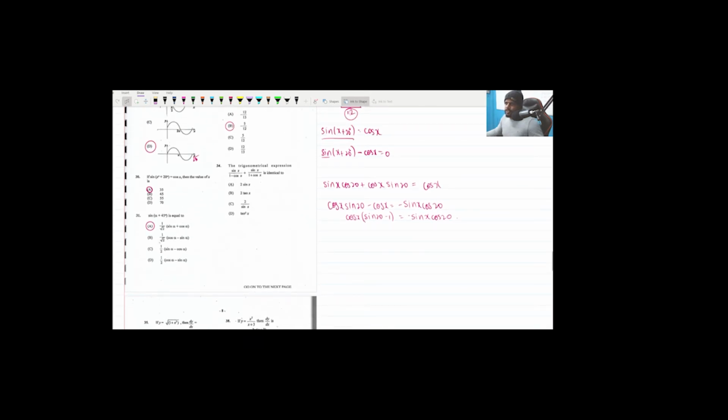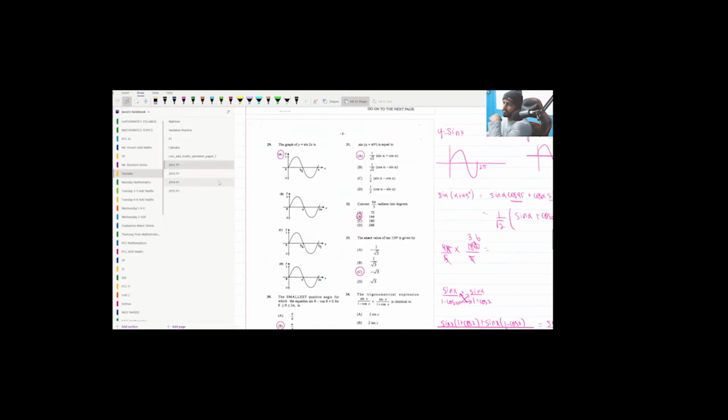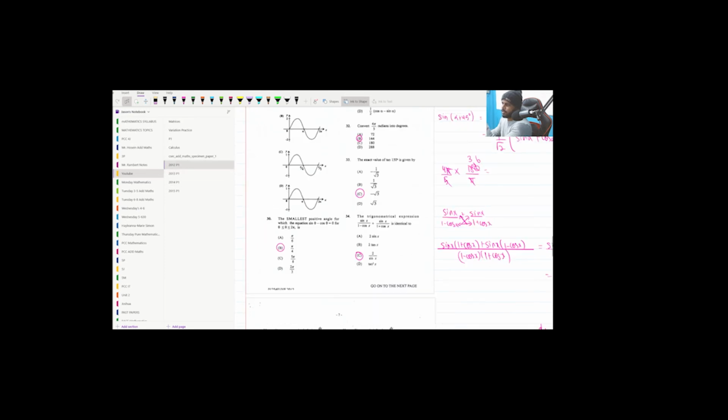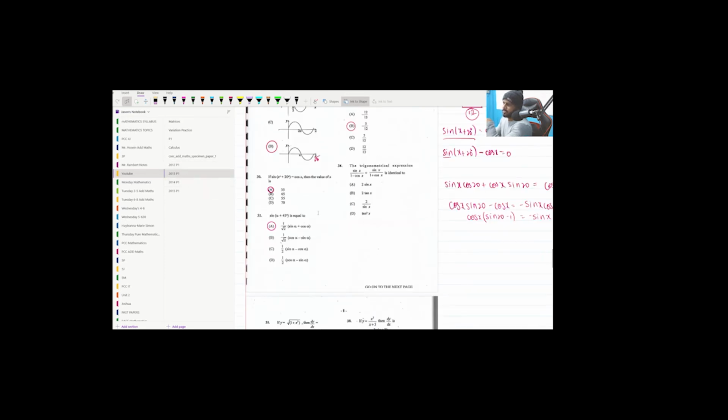This was a repeat question. I don't know if it was from 2012 or 2011. Let's check and see. Sine x over 1 minus cos x plus sine x over 1 plus cos x. And the answer was C, 2 over sine x. So you see how many questions were repeated from 2012 to 2013? When we do 2014, we'll see how many repeat from 13 to 14, then 14 to 15, and so on.